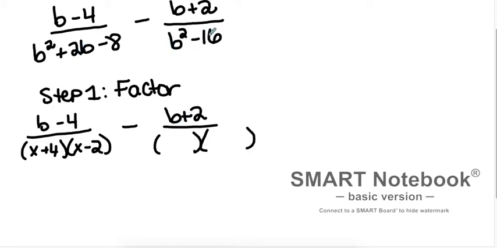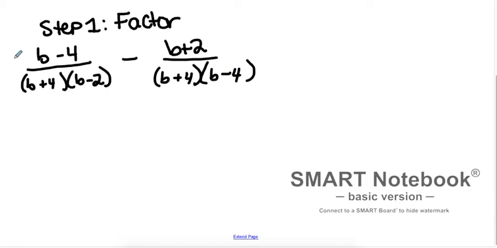Okay, and how about here? b squared minus 16 is the difference of two squares, sorry. Hold on a second. I used x, but I meant to use b, sorry. Let's do that again. So this is b plus 4 and this is b minus 2. Okay, this is b, and now this is the difference of two squares, so b plus 4 and b minus 4. All right, very good.